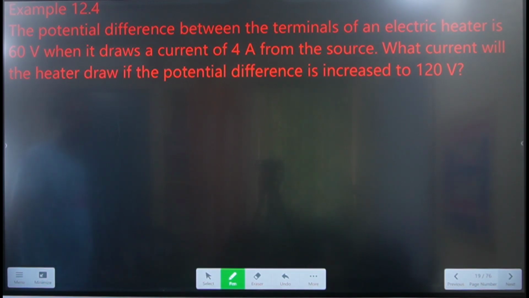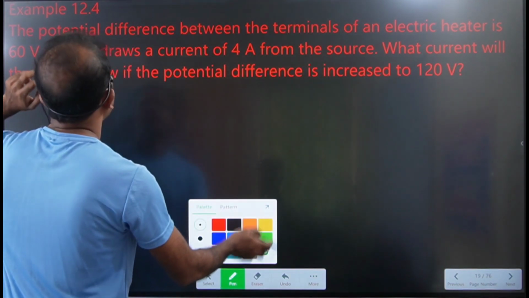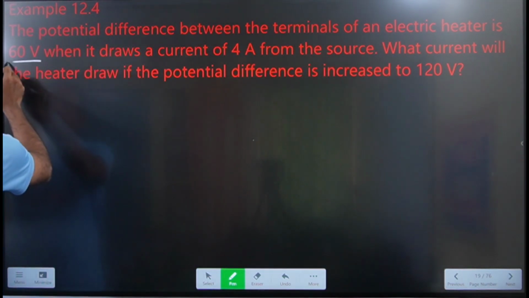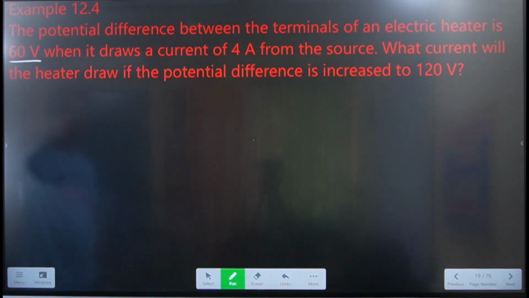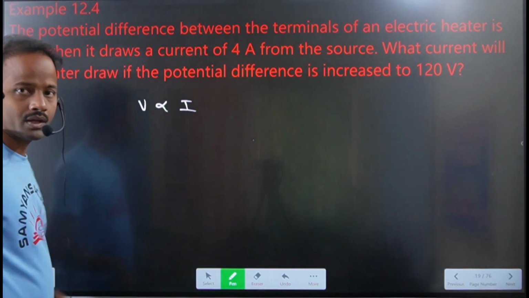Okay. And here, what potential difference is given? What is it between the terminals of the electric heater? 60 volts. How much current flows through it? 4 amperes. What current will the heater draw if the potential difference is increased to 120 volts? If the potential is increased to 120 volts, what happens to the current? Look, this is simple. V is directly proportional to I, right?